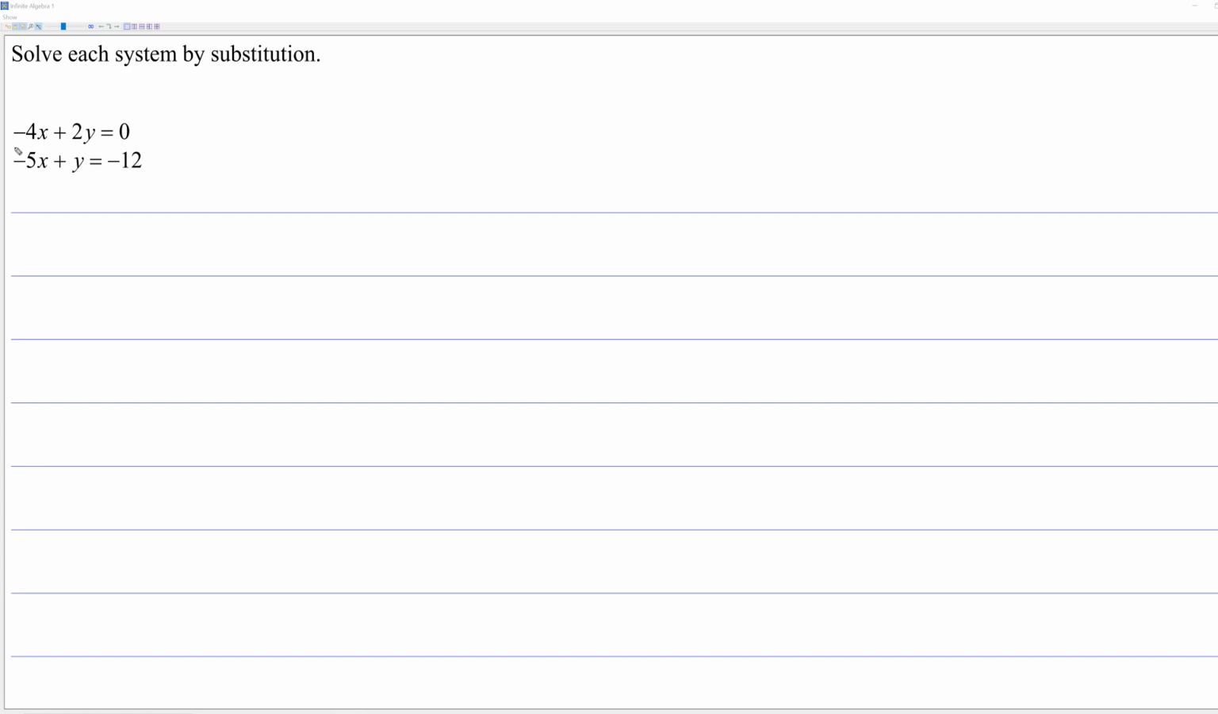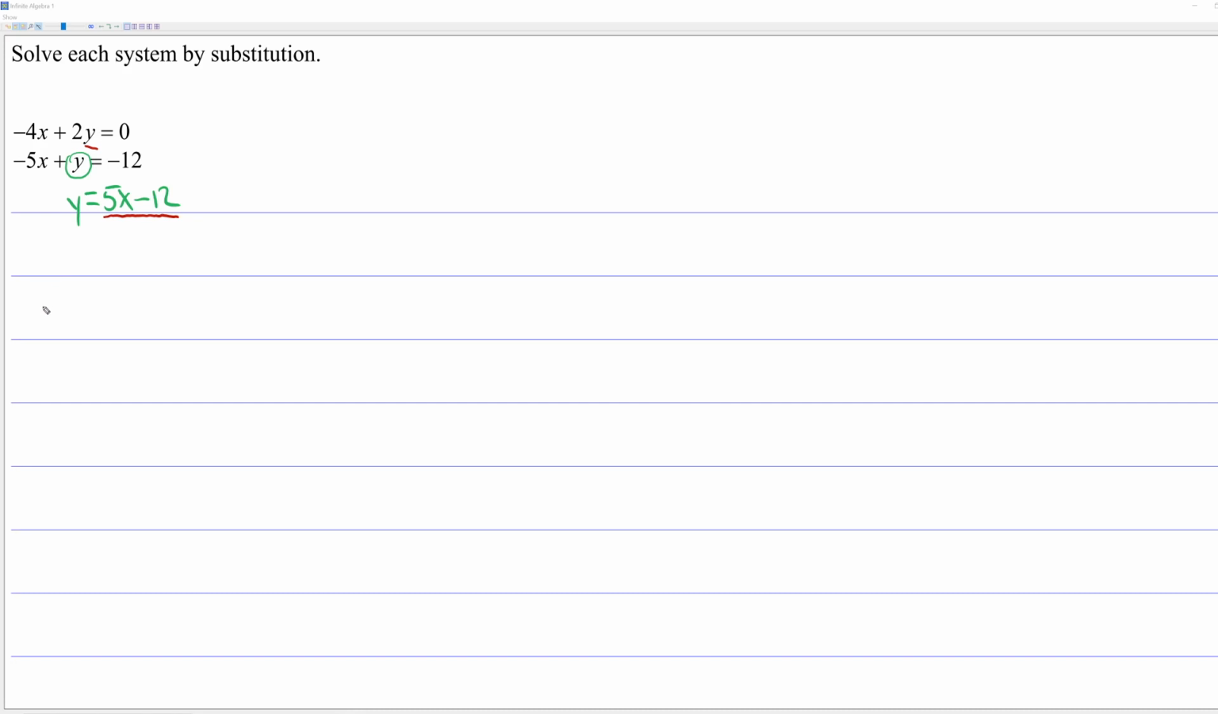However, in this question, thinking ahead of the algebra that I'd have to do, I think it would be easiest to solve the bottom equation for y. So if you add 5x to both sides, you get y equals 5x minus 12. So at this point, we're going to follow the same technique as before. We know that y equals 5x minus 12. We're going to substitute that in the other equation.